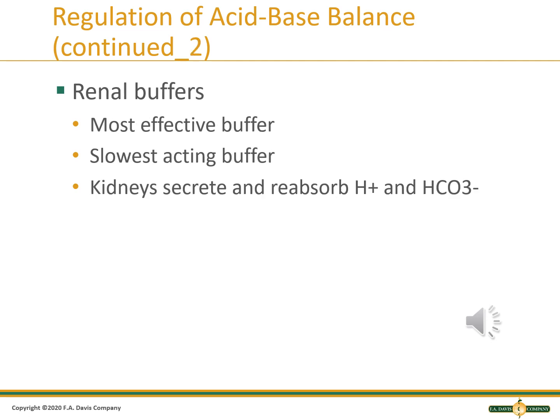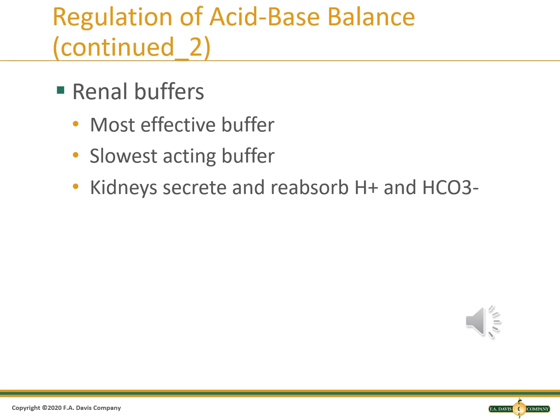The renal buffers are the most effective, yet the slowest acting buffering system, and buffer by regulating bicarbonate levels. If the body is in a state of alkalosis, then the kidney excretes bicarb and reabsorbs hydrogen ions. This results in urine becoming more alkaline, a drop in the blood bicarbonate levels, and a decrease in pH. If the body is in a state of acidosis, then the kidneys excrete hydrogen ions and reabsorb bicarb. This results in the urine becoming more acidic, bicarbonate levels increasing, and the pH increasing.